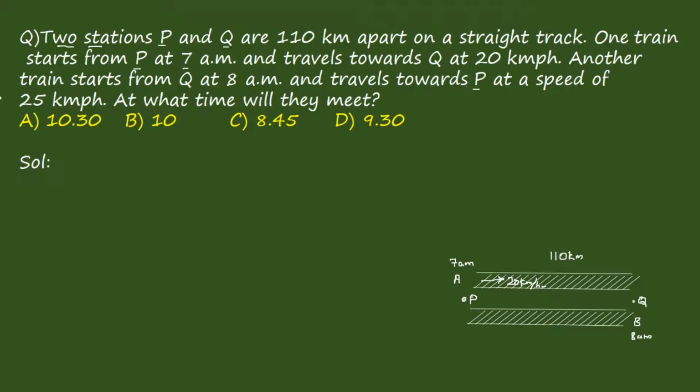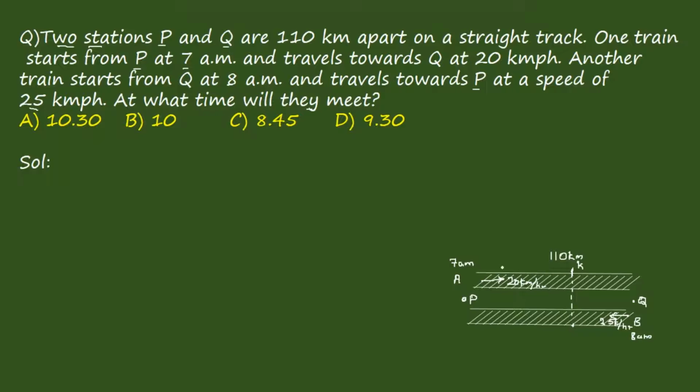Train B travels towards A at a speed of 25 kilometers per hour. So it is moving towards A at 25 kilometers per hour. What time will they meet? Okay, we have to find a point and a time when they meet. You can say they will be meeting at point K. A and B would be meeting.